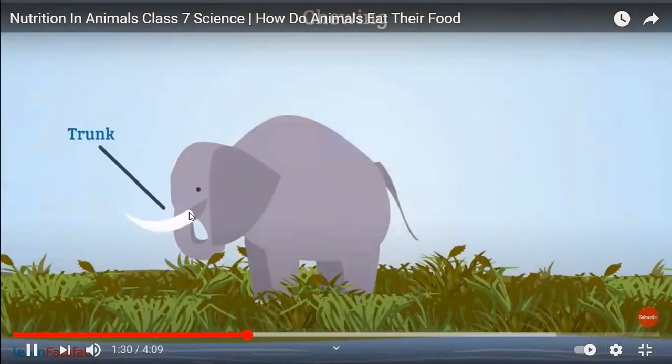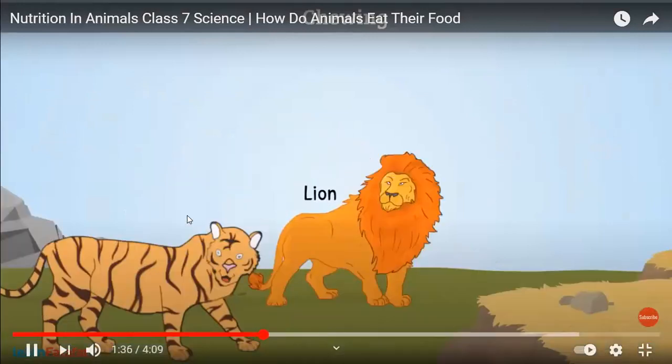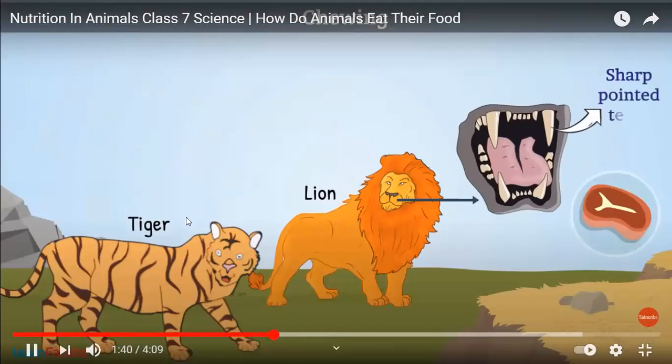Elephants use their trunk to put the food in the mouth for chewing. Animals like lion and tiger tear the flesh with their sharp-pointed teeth and chew it with their grinding teeth.